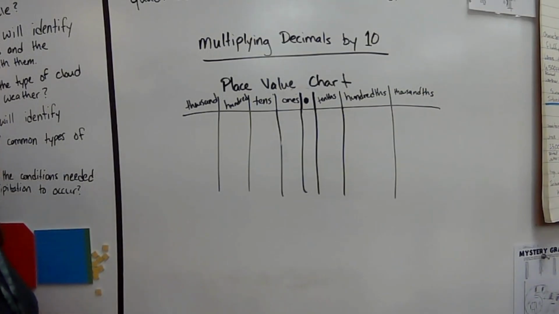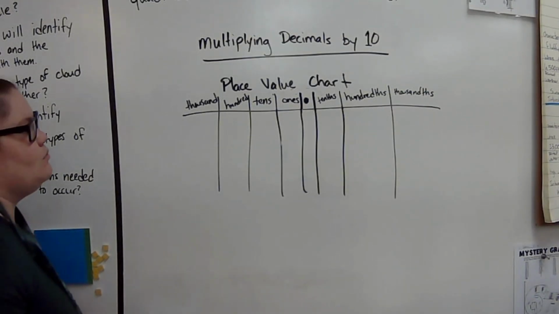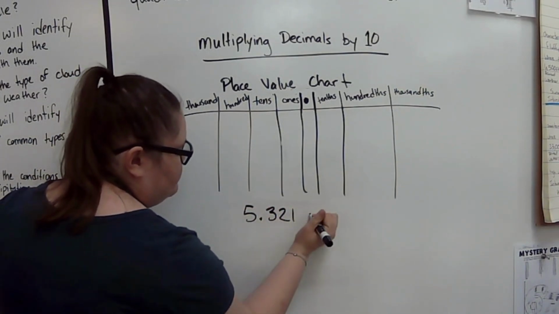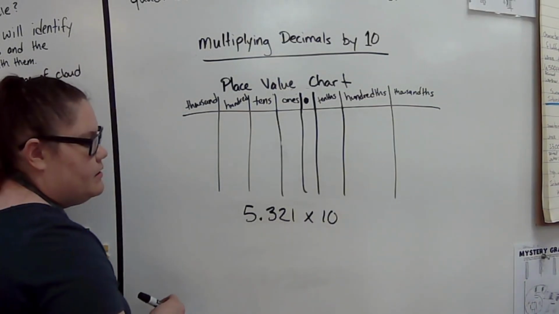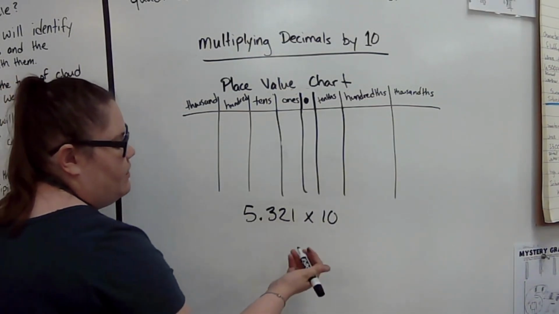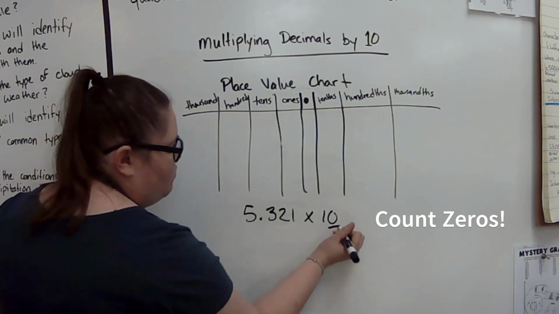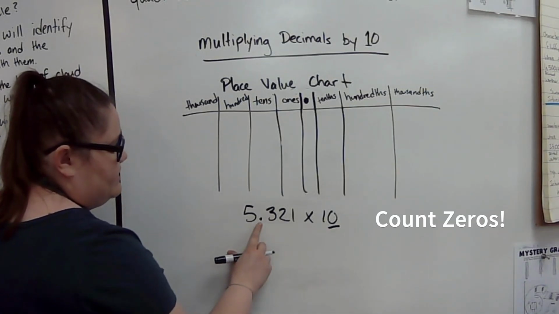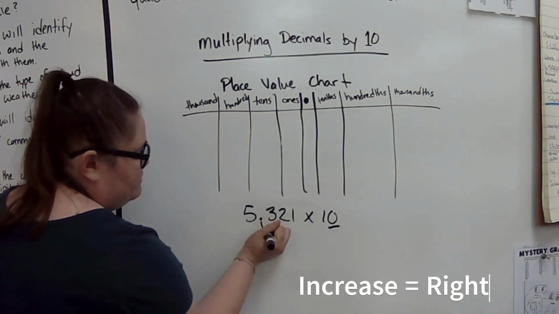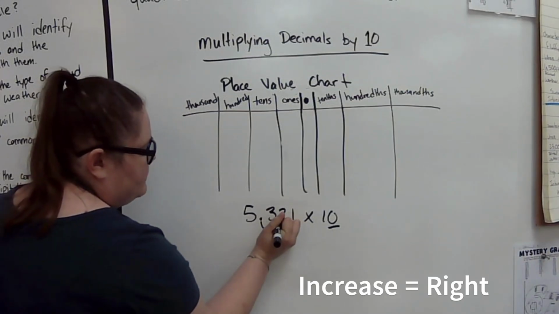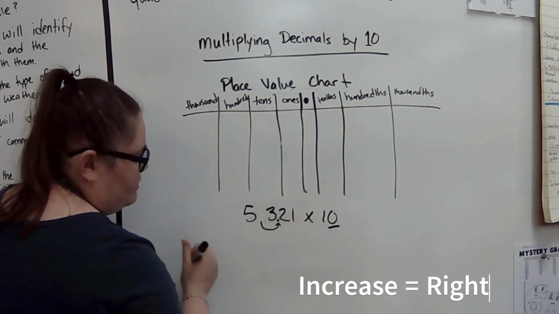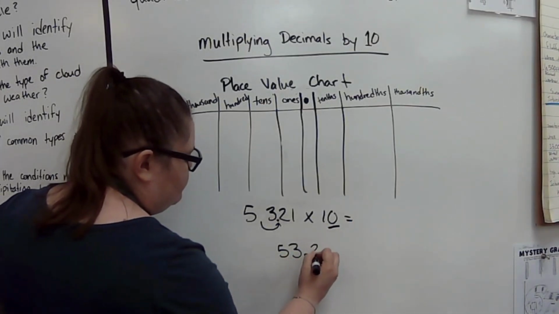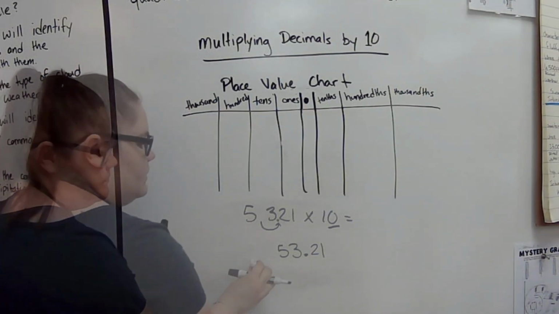Okay, the last trick I'm going to show you uses the same mathematical thinking. However, you have to think about it a little bit more because you're just moving the decimal in the number. I have the number 5 and 321 thousandths times 10. The trick for multiplying this is you have to count how many zeros you have in your number. So I have one 0 in my ten. This tells me how many times I need to move my decimal place. I'm only moving my decimal one place to the right because I'm increasing my number. So my answer becomes 53 and 21 hundredths.